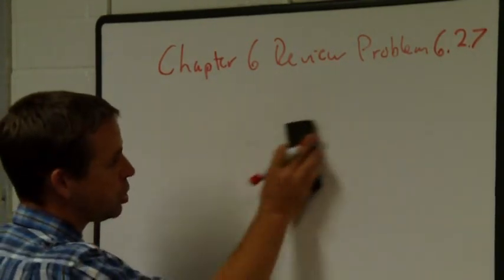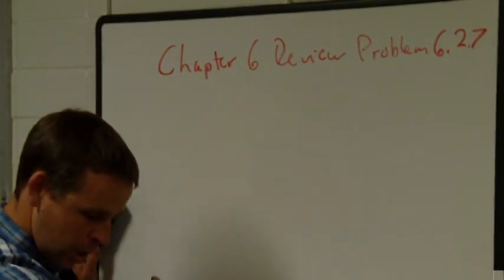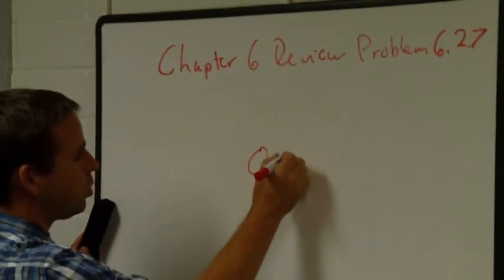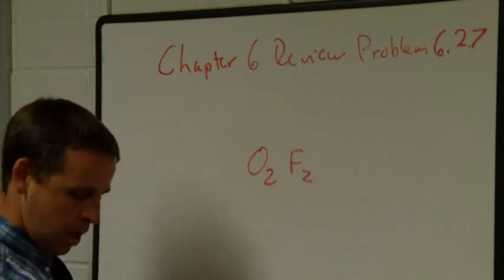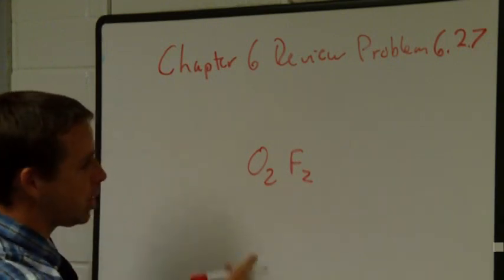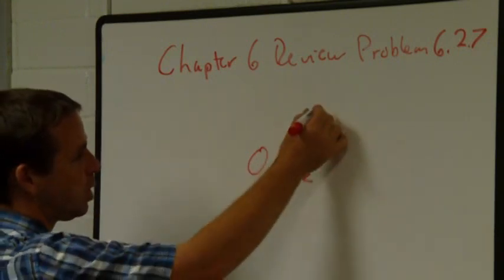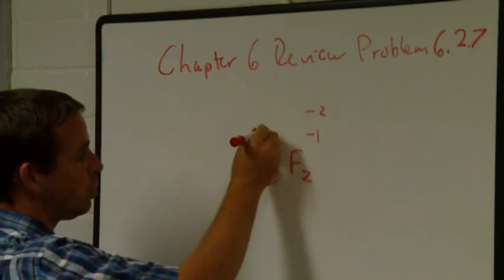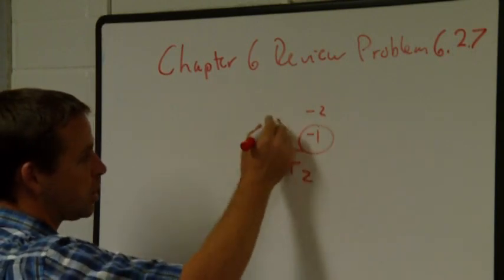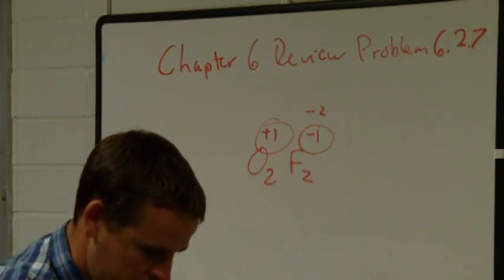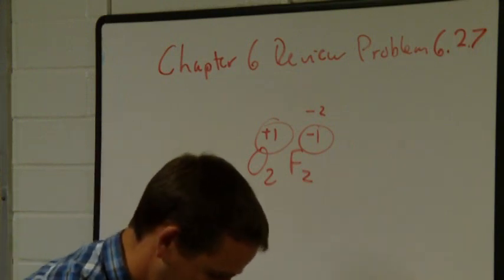Cesium oxide, oxygen fluoride, or dioxygen difluoride, O2F2. All right, this compound here, fluorine always has a -1, so that's a -2. So oxygen, each one has to have a +1. So fluorine has a -1, and oxygen has a +1. Okay?